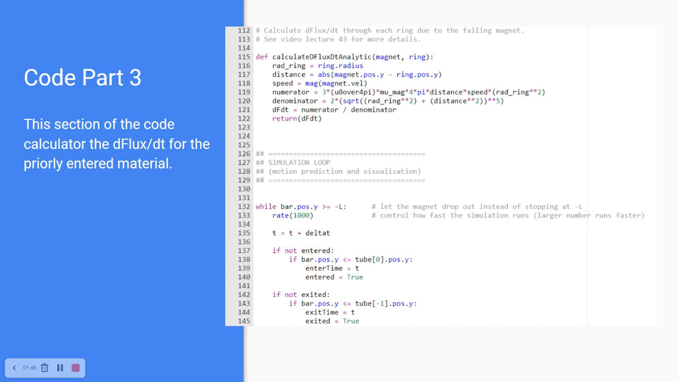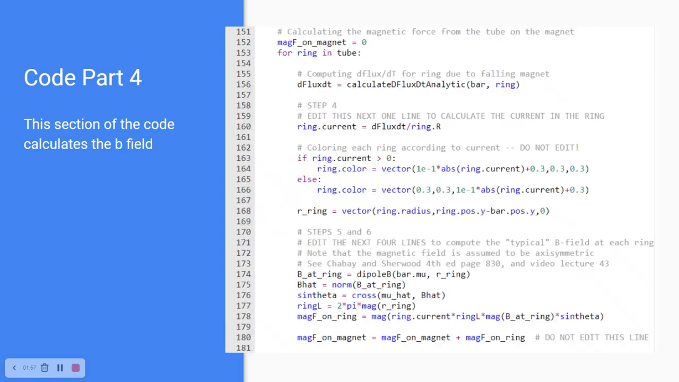In this third part of the code, we're going to be establishing the dΦ/dt for the falling magnet, as well as establishing the simulation loop, which is the motion prediction and visualization. For the fourth part of the code, we're going to be calculating largely the B field of the ring based on an asymmetric magnetic field.